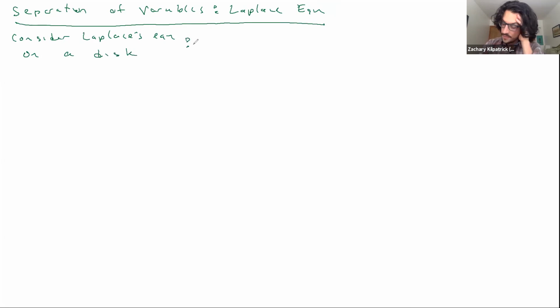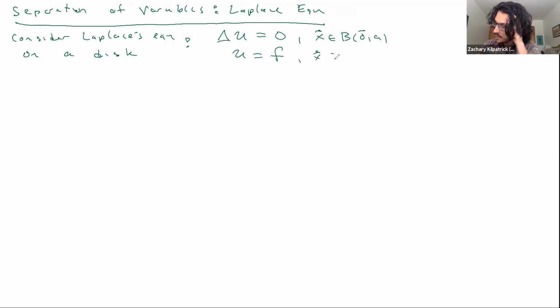Okay, so the Laplacian of u equals 0, u is equal to f on the boundary, and x is going to live in the ball centered at 0 with radius a. So then its boundary is the circle centered at 0 with radius a. Okay, and this lives in R2, so we're looking on the plane. Okay, so this is nice. We'll get a nice sort of 2D separation of variables problem, but we're going to go to polar coordinates.